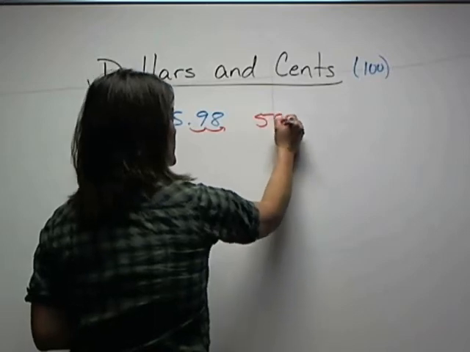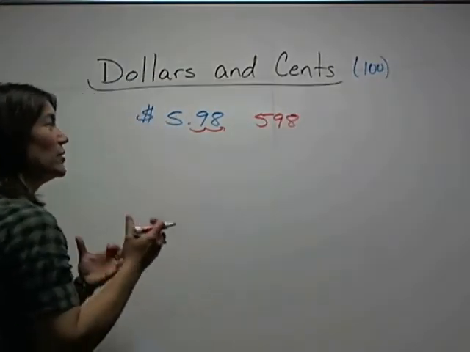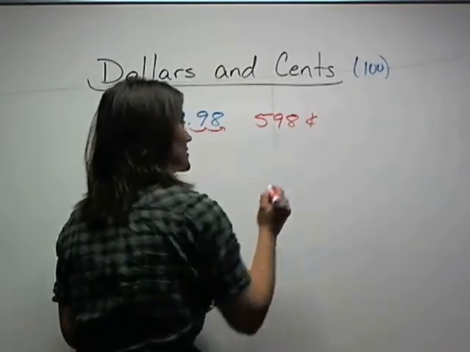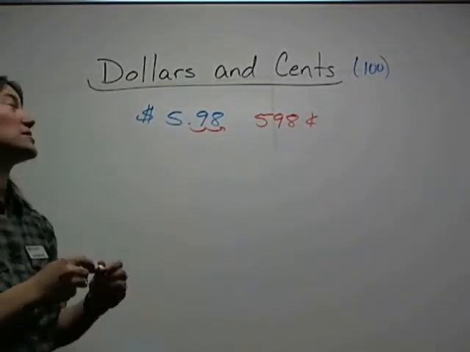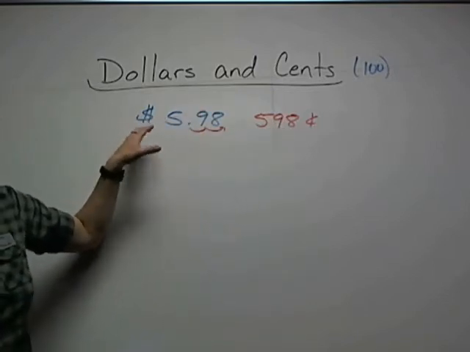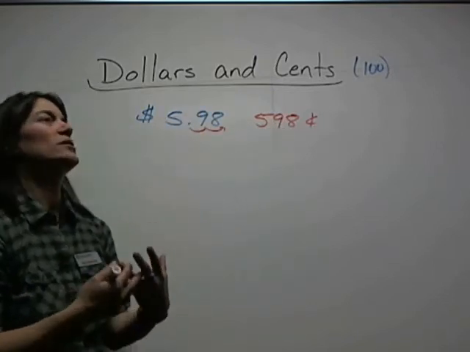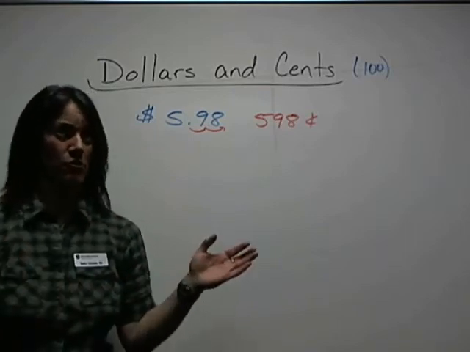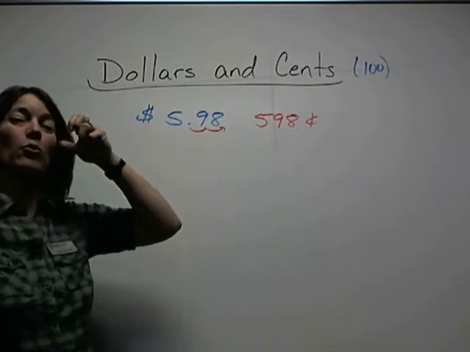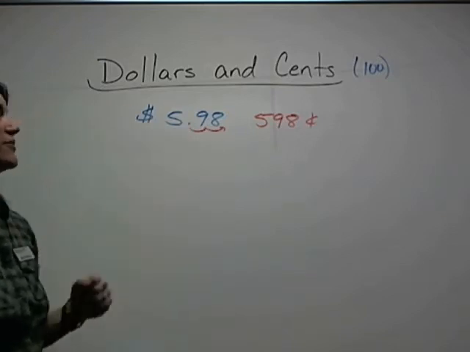So it's 598. Now we need to indicate that it's cents. We put our cent symbol after. Now this is another thing to notate. In our currency, for whatever reason, we once again like to be a little bit different than every other country in the world. We put our dollar symbol, or the symbol for our currency, in front of our number.